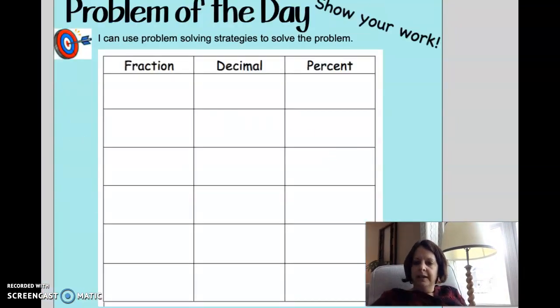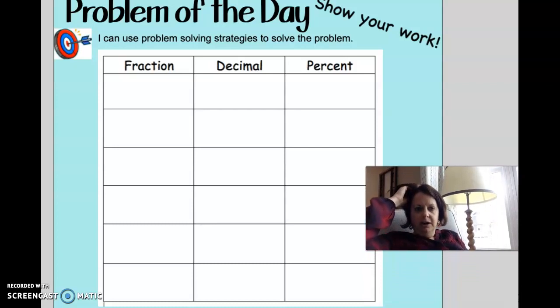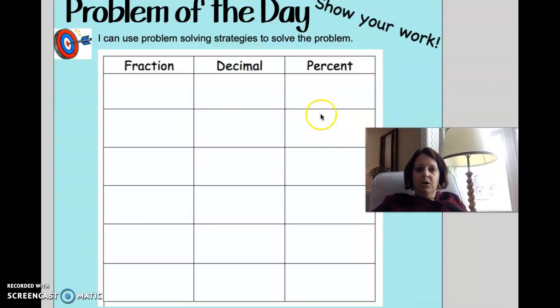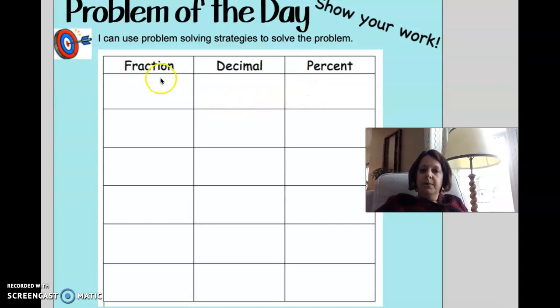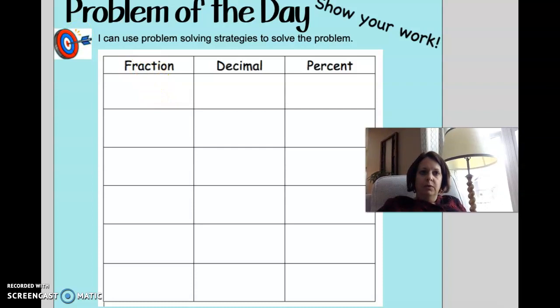All right, guys, so today I've got something, and we are going to think about fractions, decimals, and percents. This might be something brand new to you. We want to think about what the fraction looks like, what the decimal looks like, and what the percent looks like. I am going to get a pen and write some different fractions. I'm going to put some in the fraction section, some in the decimal section, and some in the percent section. Then you'll need to fill out the rest of the chart.